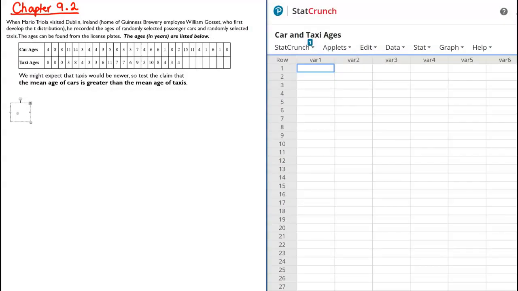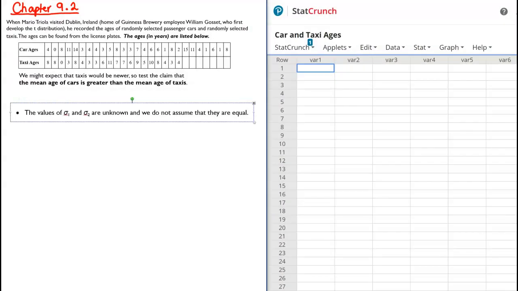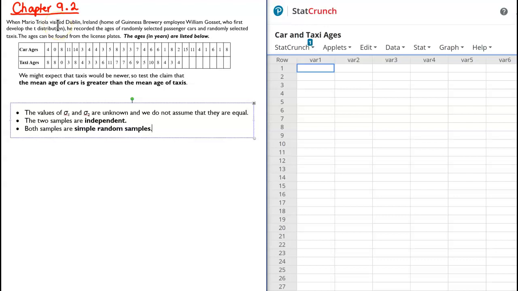Let's first check if the requirements are satisfied. The first requirement is that the values of the standard deviation of both populations are not known, which is true. We don't know the values of the standard deviation of the car ages and taxi ages. The second condition is that the two samples are independent. Yes, the two samples are independent. The car ages don't depend on the taxi ages. Third condition, both samples are simple random samples. It says in the problem that Maria Triola randomly selected passenger cars and randomly selected taxis. So the third condition is also met.